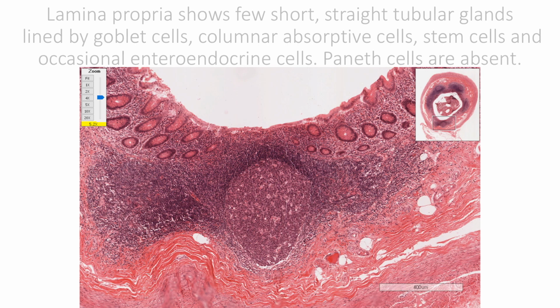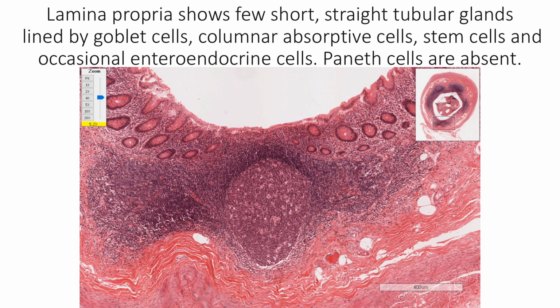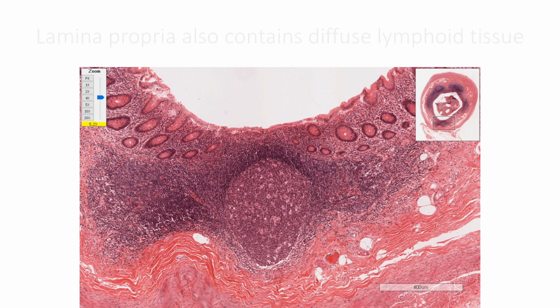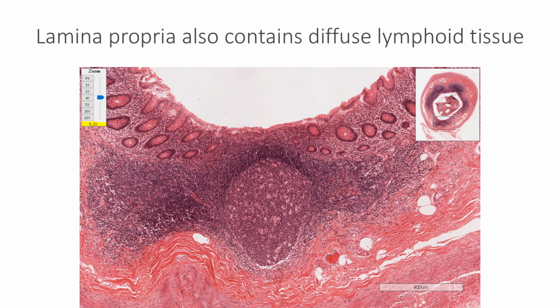Lamina propria shows very few short, straight tubular glands. These are lined by goblet cells, columnar absorptive cells, stem cells, and occasional enteroendocrine cells. Paneth cells are absent in case of vermiform appendix. Lamina propria also contains diffuse lymphoid tissue.